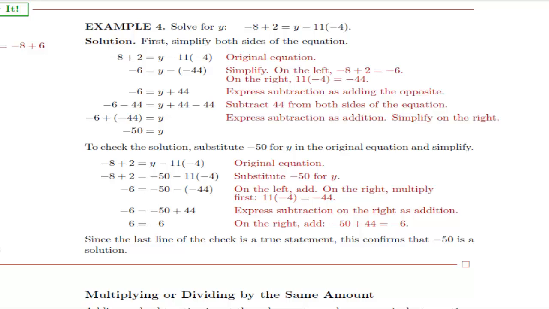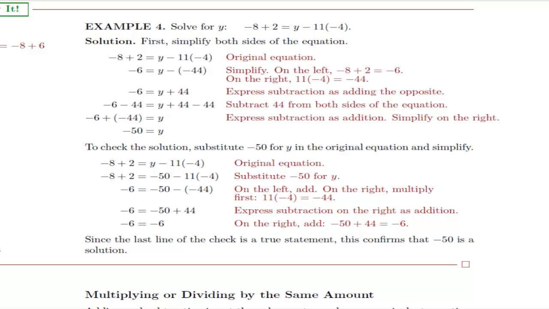We're solving for y, so we will subtract 44 from both sides. Then the 44's will cancel on the right, and we're left with y equal to negative 6 minus 44. Change the subtraction to addition, so negative 6 minus 44 becomes a negative 6 plus a negative 44. Then adding the two negative integers, we get y equals a negative 50.